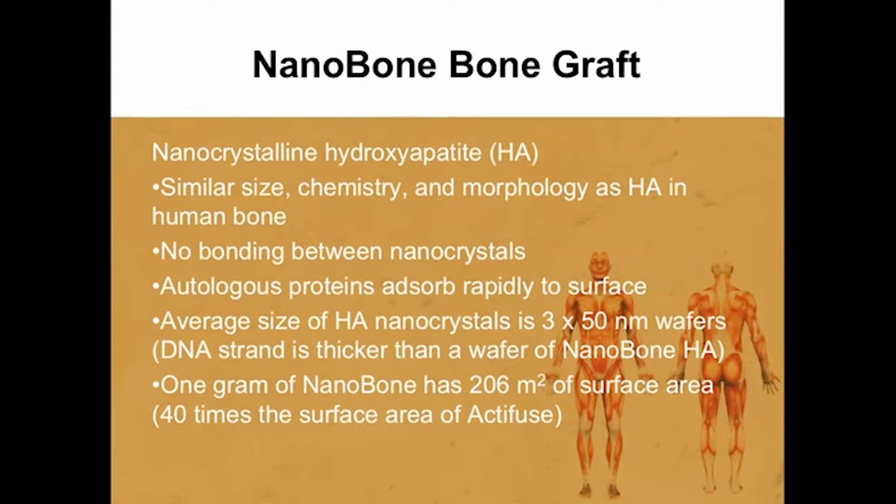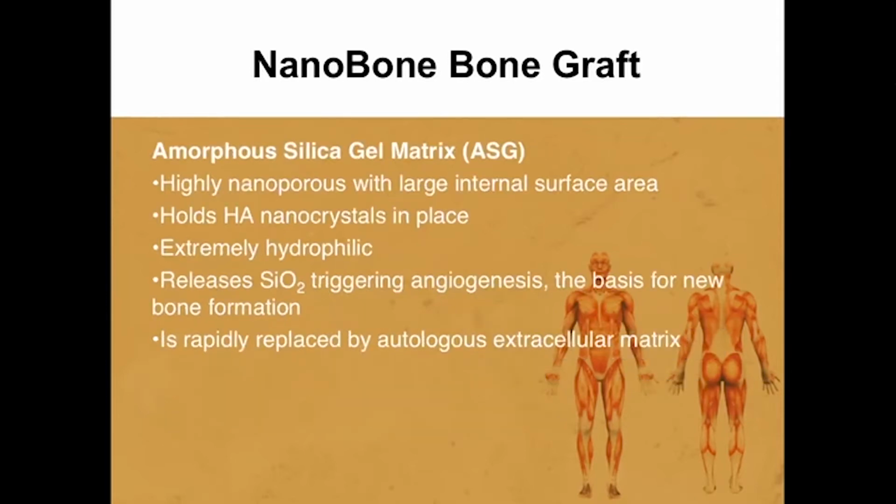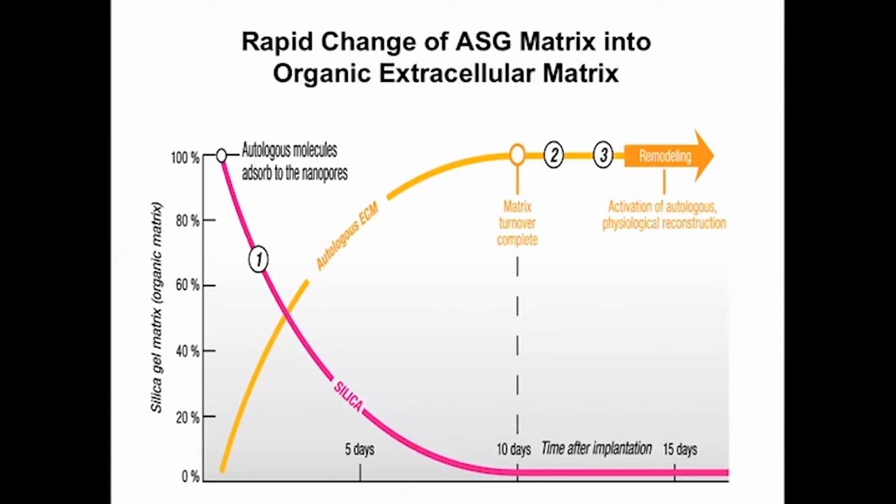The surface area was mentioned earlier. I think that's one key that helps NanoBone be so powerful. So essentially this ASG holds all these nanocrystals in place. Because it's so hydrophilic, it allows it to release. What happens is it then triggers the angiogenesis, as I mentioned, and then that undergoes a cascade into the autologous extracellular matrix formation. So this chart, I think, is really key in showing the breakdown of how that happens.